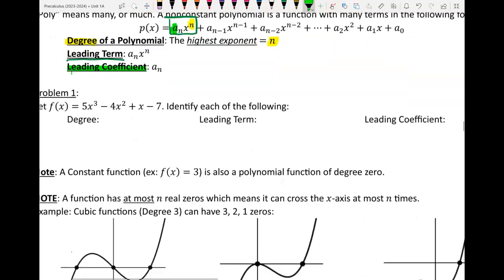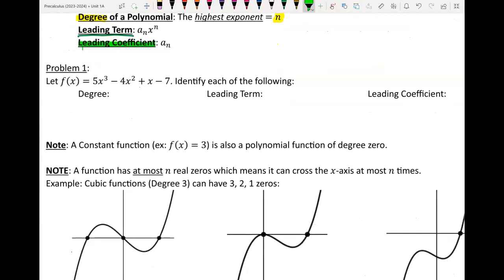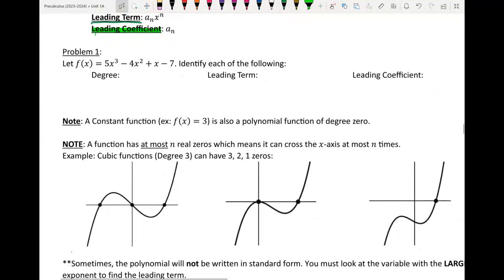So looking at problem number 1, we want to find our degree, leading term, and leading coefficient. So we see our leading term right there. That is our leading term, that 5x cubed. 5x cubed is our leading term because it has the highest power. So what is our degree? Well, our degree would be, again, that highest power. So that right there is our degree.